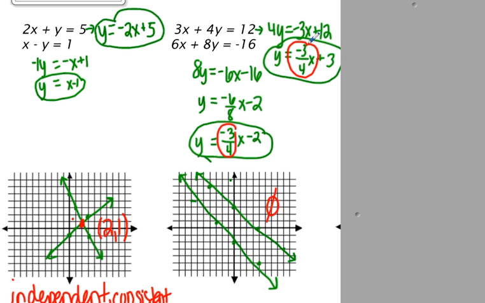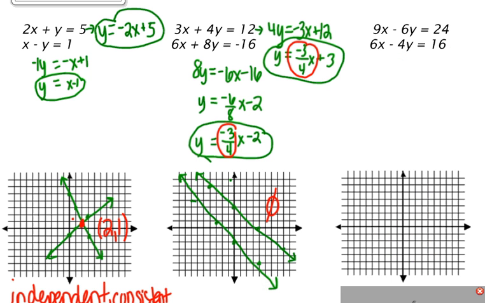At this point, I'm going to have you pause your video and begin working on the last example on your page. You've got the system of equations 9x minus 6y equals 24 and 6x minus 4y equals 16. So you can pause now, and when you play the video again, you can check your work compared to my work on the video.